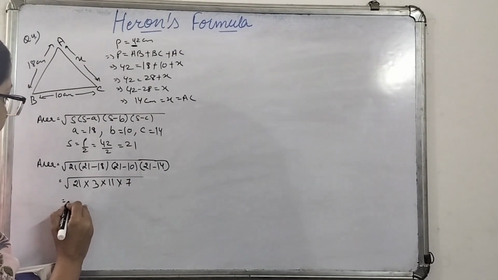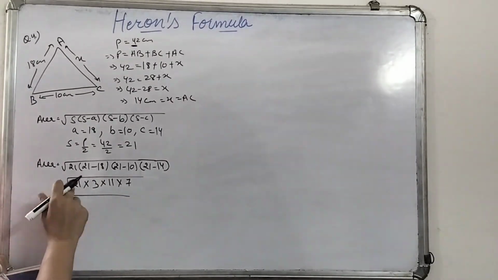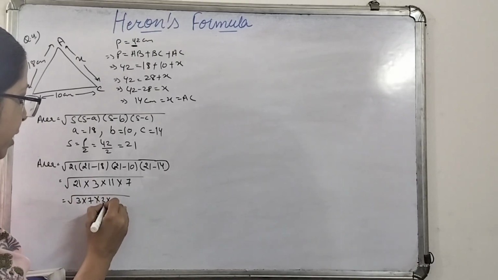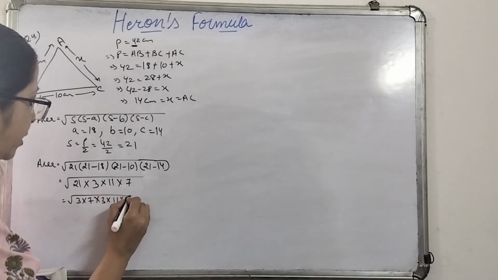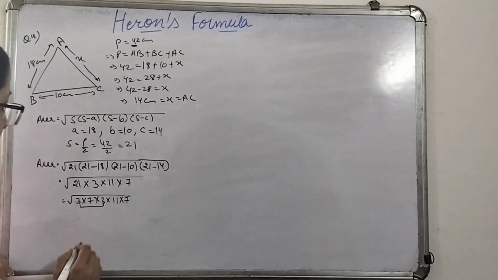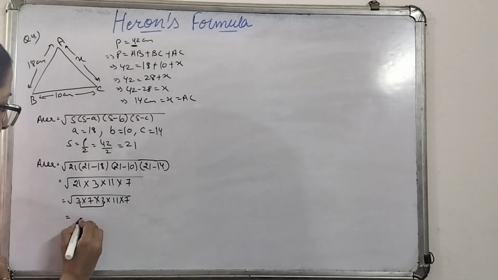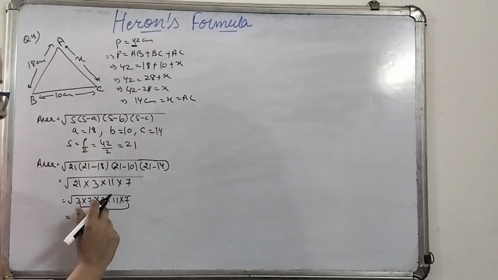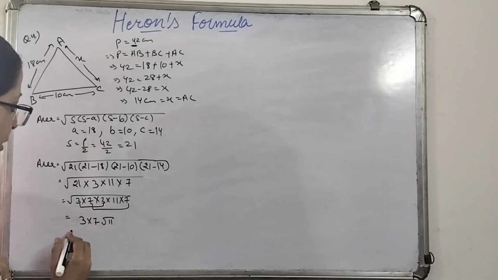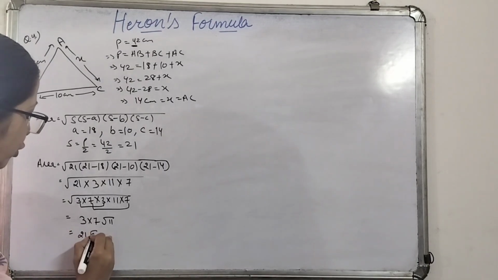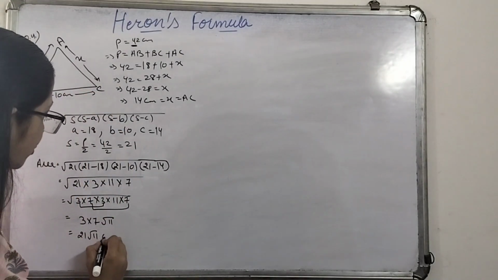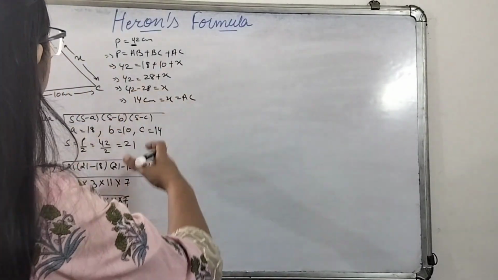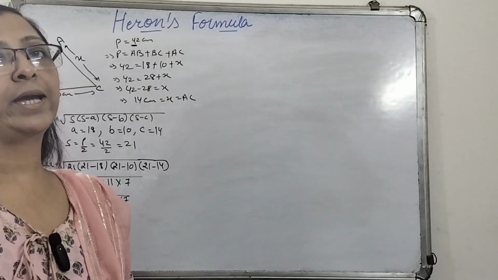We will factorize all the numbers. 21 could be written as 3 multiplied by 7. This 3 cannot be further factorized, 11 cannot be factorized, and this is 7. Now make the pairs. There is a pair of 3, so one 3 will come out of the square root sign. One 7 will come out of the square root sign. And 11 has no pair, so it will stay in the square root sign only. So it will be 3 times 7 is 21, root of 11. Unit was centimeter, so area will be 21 root 11 centimeter square. This is how, using Heron's formula, we can find the area of any given triangle.